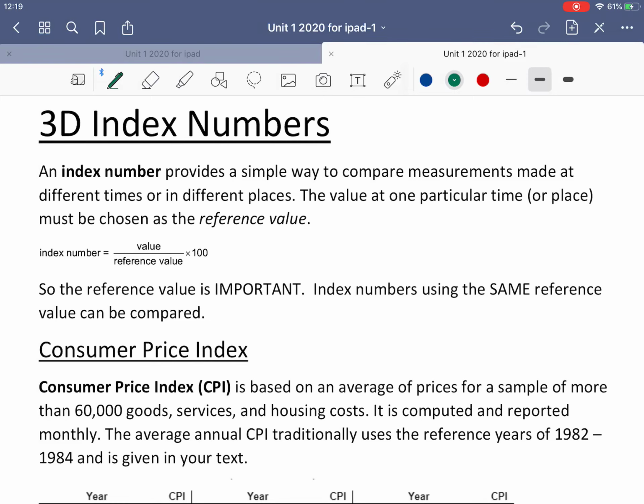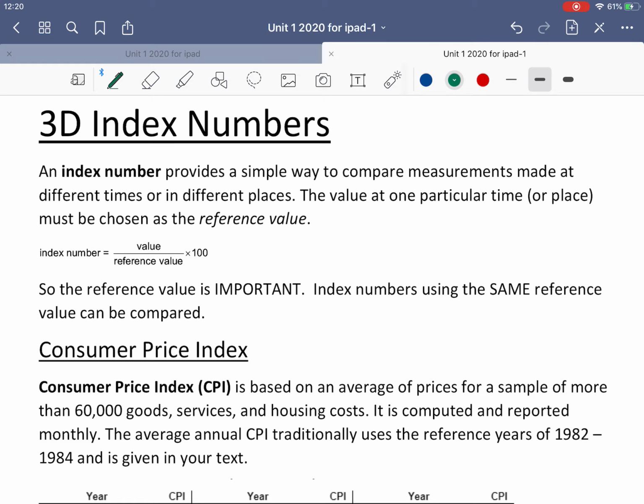So I hope you finished 3A well. 3D is look at a lot of index numbers. We're not going to check out all of them. We're just going to talk about one that you actually see in the news and around everyday life. And so it's called the Consumer Price Index. So that might help you see why it fits in this index number section.